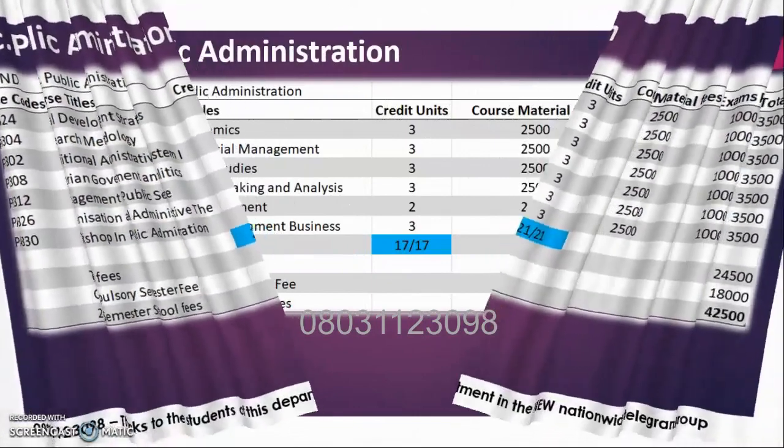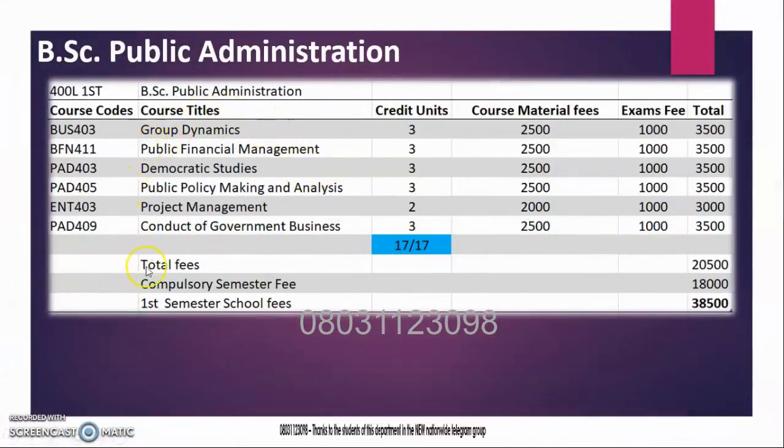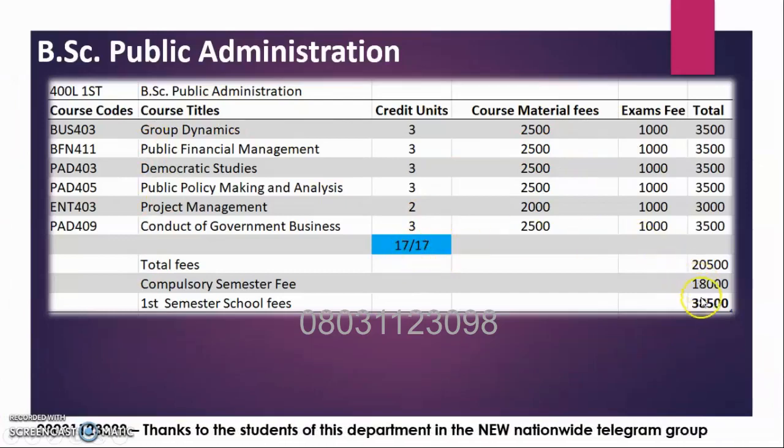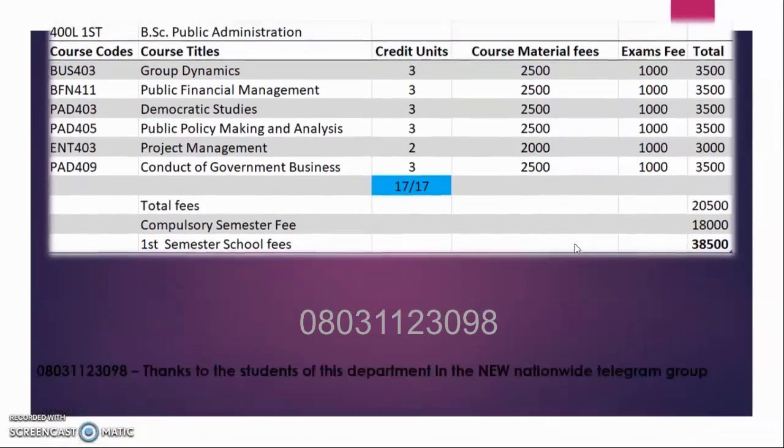Then 400 level first semester, you have these courses, a total of 17 units, and all of them are required. You pay your normal semester fee 18,000, and that will be 38,500 for the semester, 400 level first semester.